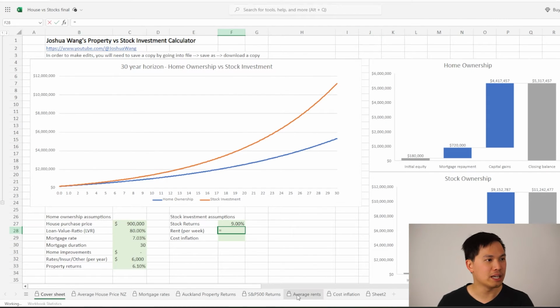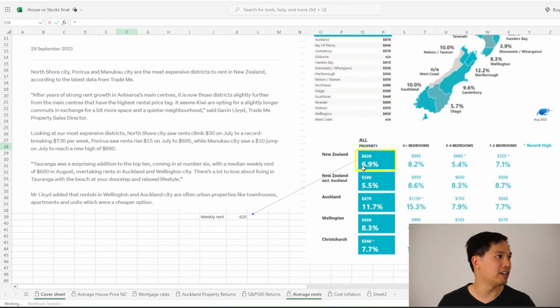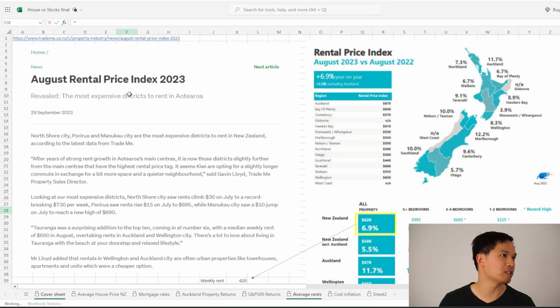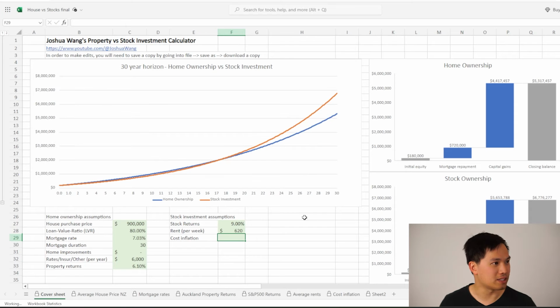For the rent per week, I've looked at that. The average rent in New Zealand, the August rental price index from this article from Trade Me Properties, is $620. So I'm going to use the weekly average rent of $620.